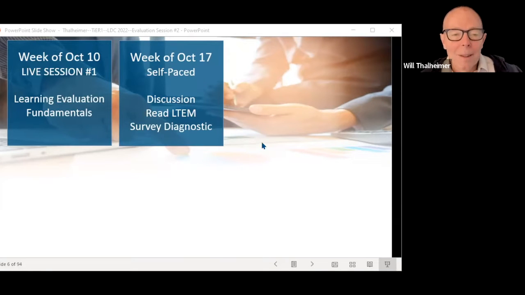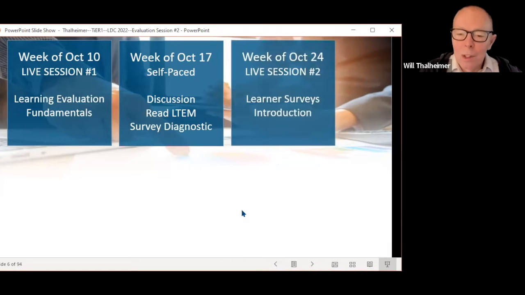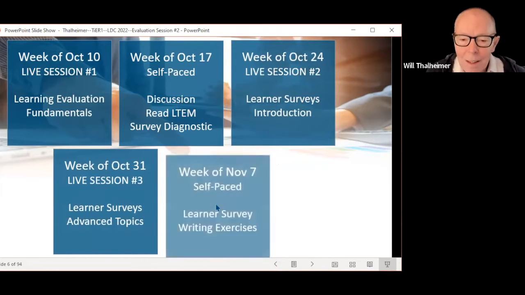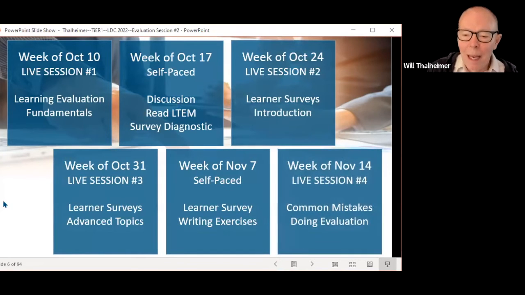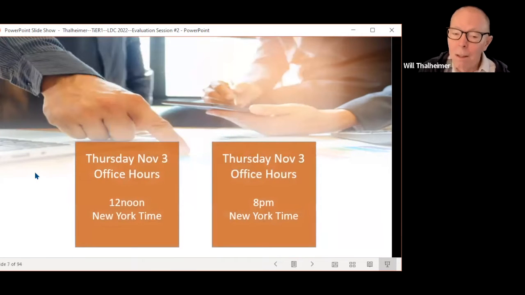Not enough doors. Okay, so last week I was away and you had some self-paced activities to engage in. This week, we're doing live session number 2, an introduction to learner surveys. Next week, we'll focus on advanced topics. And I'm going to give you some homework at that time as well, so that in week 7, you have something interesting to do. And then in week 8, we'll get back and talk about some common mistakes in evaluation. We'll talk about the messiness of it, and I'll maybe share some wild ideas in that session as well. Just so you know, put this on your calendar.